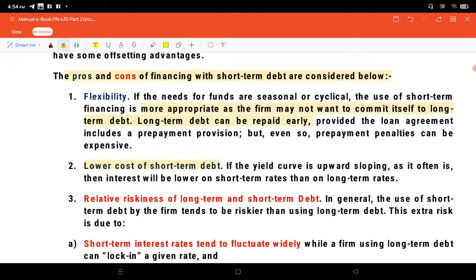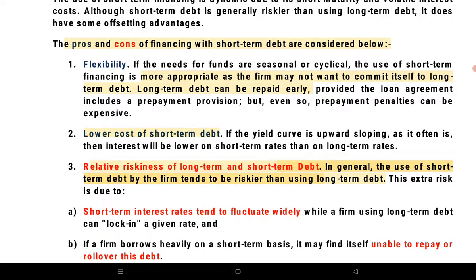Nombor 3, what are the cons? Okay, apa yang berlaku adalah there is relative riskiness of long term debt and short term debt. Dalam sesuatu keadaan ada yang berlaku bahawa short term debt lebih berisiko berbanding long term debt. Okay, because long term debt, dia agak lama. So you boleh mengambil masa yang lebih lama untuk melangsaikan hutang tersebut, seperti issuing the bond, ataupun company membuat business loan dalam tempoh yang lama. So risiko di situ agak rendah berbanding short term debt yang harus diselesaikan dalam tempoh yang terlalu singkat, mungkin 6 bulan, ataupun 3 bulan, 9 bulan dan sebagainya.